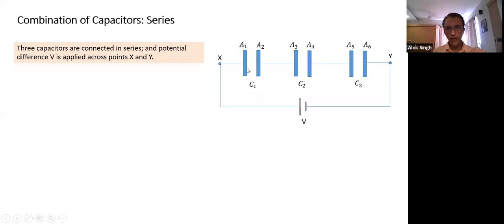Each capacitor has two plates. The plates are numbered as A1, A2 for the first capacitor C1. Second, they are not identical capacitors. The second one is C2, with plates A3 and A4. They are numbered so that we identify each plate separately.